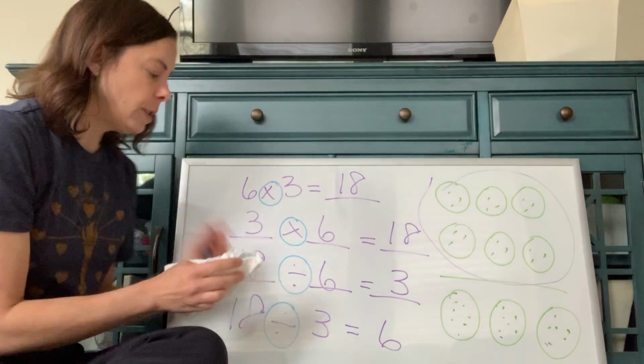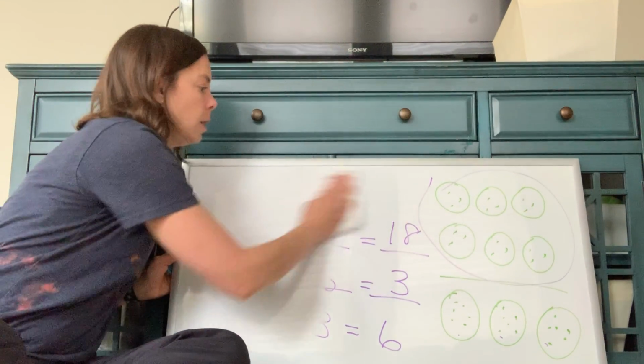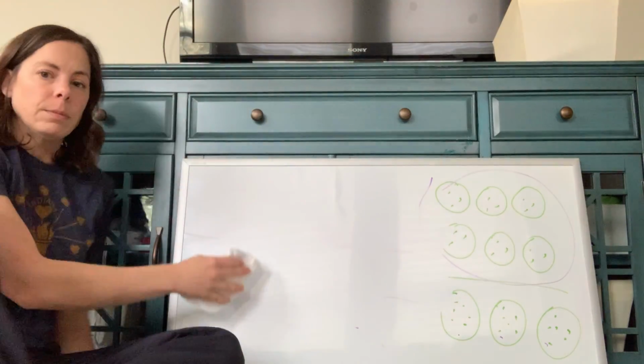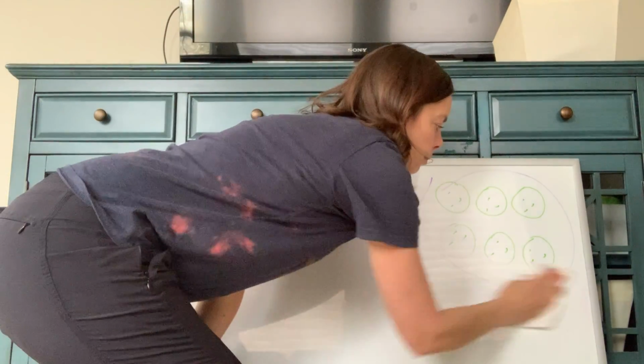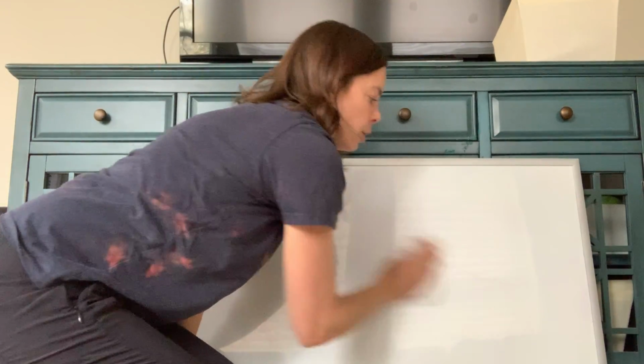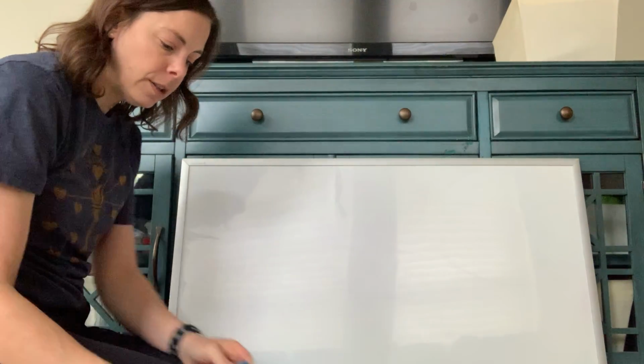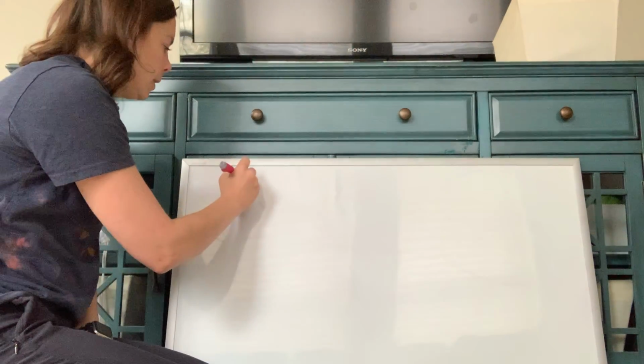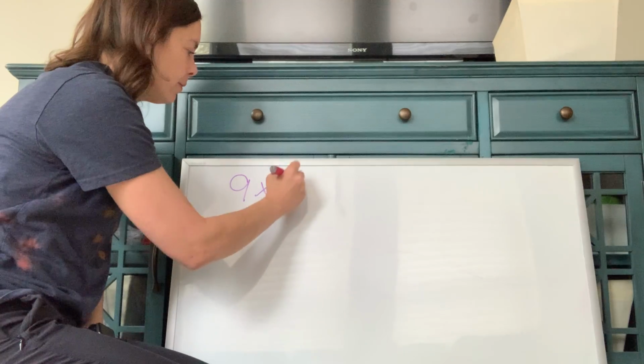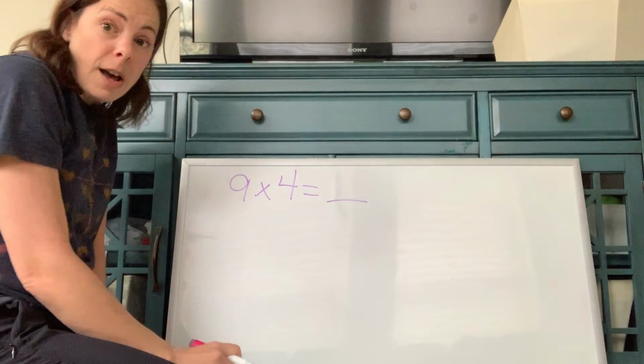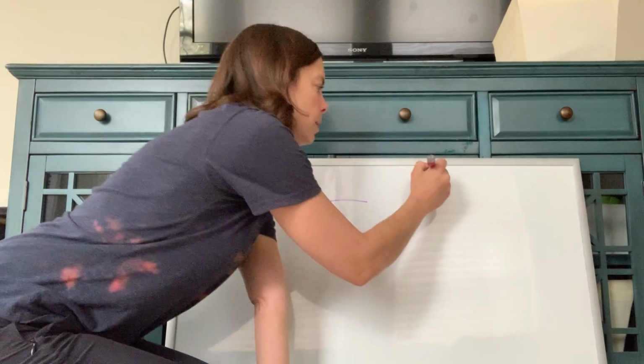Okay, let's look at number 8. Don't worry if you don't get this completely. You don't have to be able to always write the fact families. All right, let's look at that one. 9 times 4. That's a lot. That's 9 groups of 4.